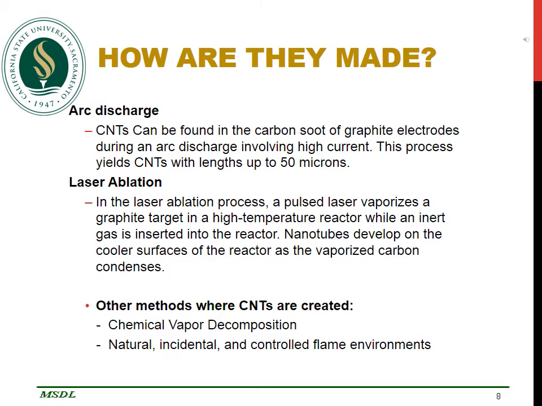How are they made? CNTs are basically made by arc discharge and laser ablation. Other methods through which CNTs are created are chemical vapor deposition in natural, incidental, and controlled flame environments. In arc discharge, CNTs can be found in the carbon soot of graphite electrodes during an arc discharge involving high currents. This process yields CNTs with lengths up to 50 microns.